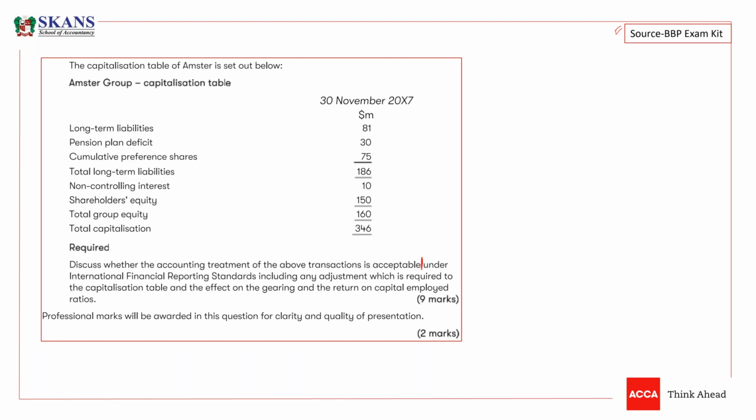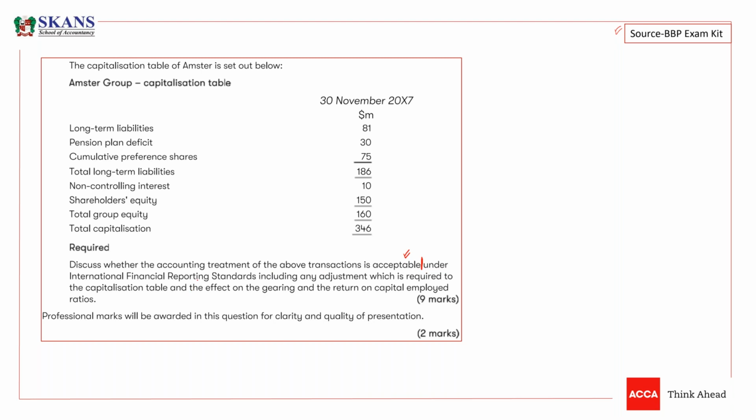So in your answer, there must be one line in which you write whether the accounting treatment is acceptable or not. If the treatment is not acceptable, you should write that this treatment is not acceptable under the standards. So what is the correct treatment? Obviously, you have to write the correct accounting treatment as well, according to the international accounting standards, including any adjustments which are required to the capitalization table.